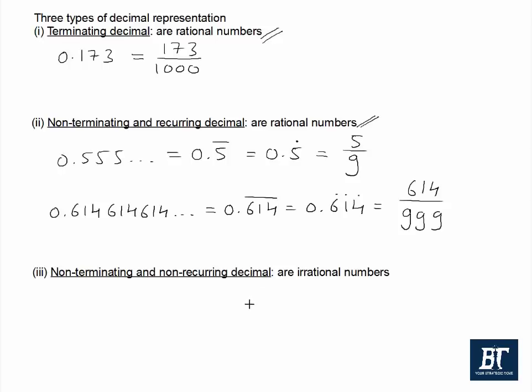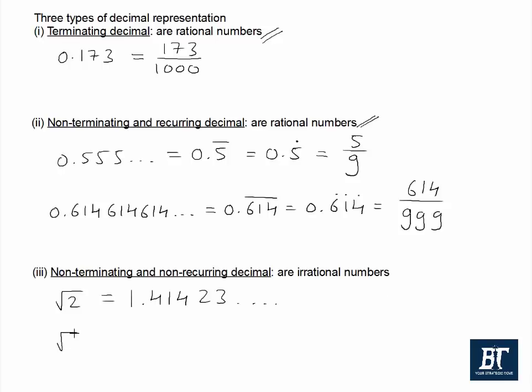Now the third type is non-terminating and non-recurring decimals. Example, root 2 equals 1.41423 and dot dot dot. There is no pattern in this, and this is non-terminating, meaning it keeps going on.